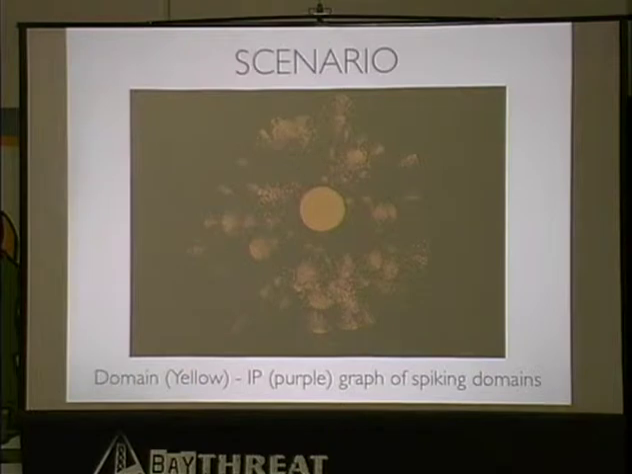All right, I'm going to show you a visual example of how we can use the 3D engine to explore things we don't know about the internet or in security, using the security graph from a couple of domains we already knew. So you're looking at a domain IP graph. The domains are yellow, kind of yellow. The IPs are purple. So it's a graph of spiking domains, basically a domain IP mapping.